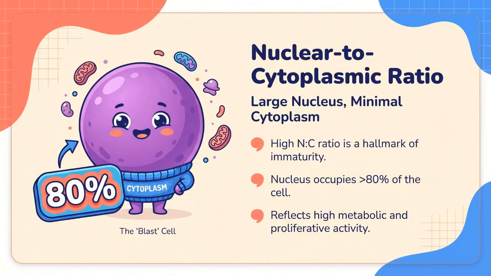This high NC ratio is a direct reflection of the cell's immaturity. As cells mature and differentiate, they typically accumulate more cytoplasm, which is necessary for their specialized functions. Immature cells, like blasts, are primarily focused on rapid proliferation and DNA replication, hence the large nucleus and minimal cytoplasm. Think of it as a cell that is still in its early developmental stages, prioritizing nuclear machinery over cytoplasmic development.